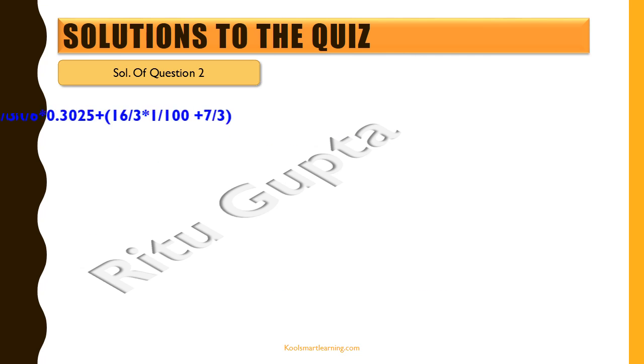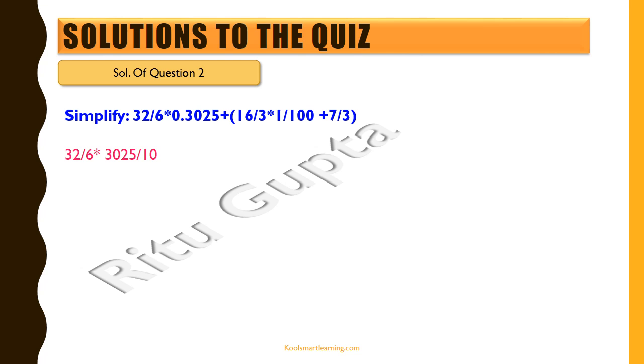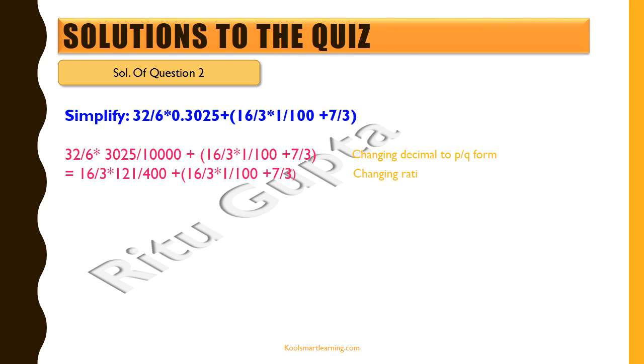Let's look at the solution for question 2. Here we have a question again, we have a mixture of brackets, a mixture of decimal numbers plus the P by Q form of rational numbers. So first we'll change the decimal number to its P by Q form, and here is what we get. We try to bring the rational numbers to their simplest form, which is bringing 3025 by 10,000 to its simplest form, which becomes 121 by 400, and also 32 by 6, bringing this to its simplest form gives us 16 by 3, and everything else was already in its simplest form.